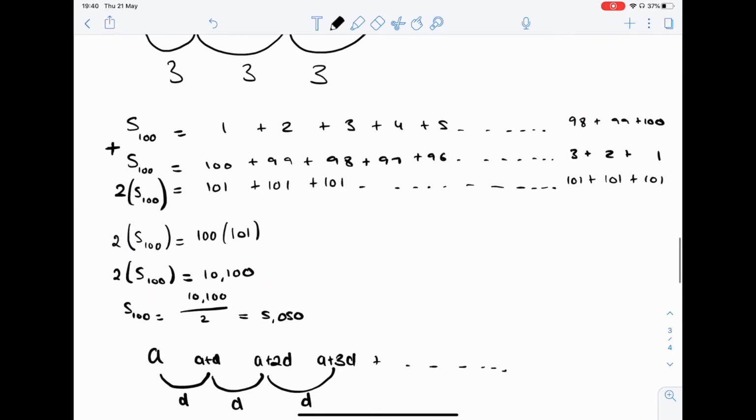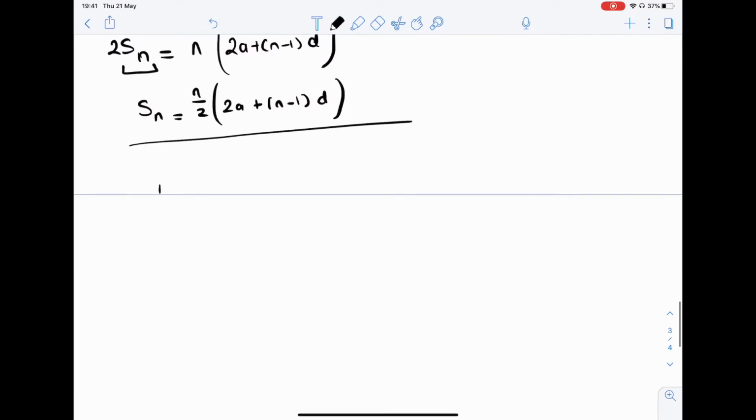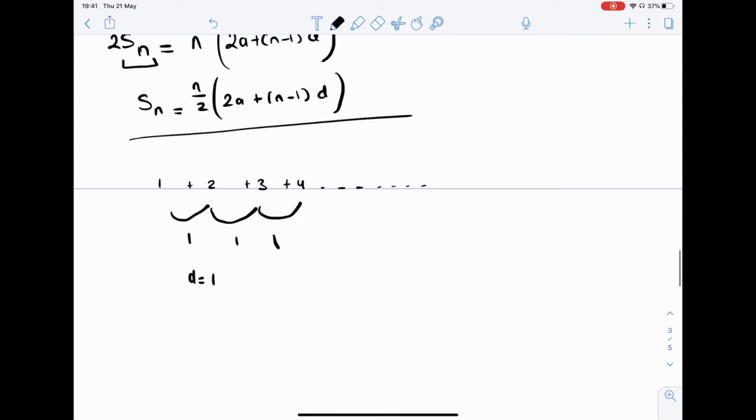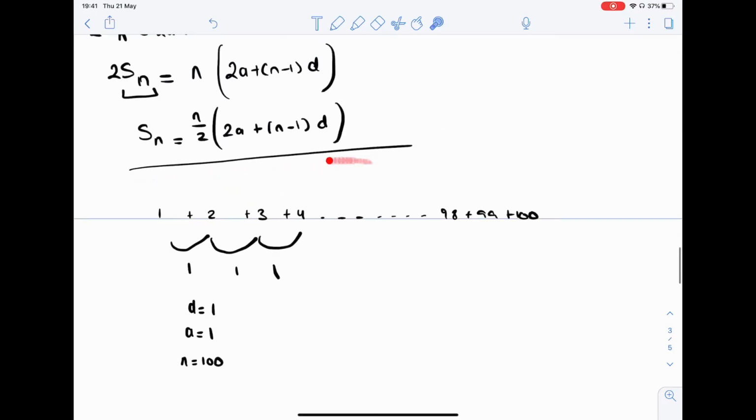Okay, so now let's apply it to what we started off with. We wanted the sum from 1 to 100. We had 1 plus 2 plus 3 plus 4, on, and we found that the difference was 1 each time. So D equals 1, and your first term was 1, so A is equal to 1, and you went all the way to 100, so n is equal to 100. Now let's use the formula we found.